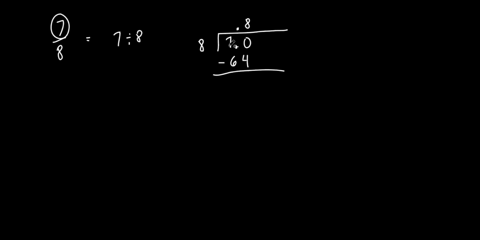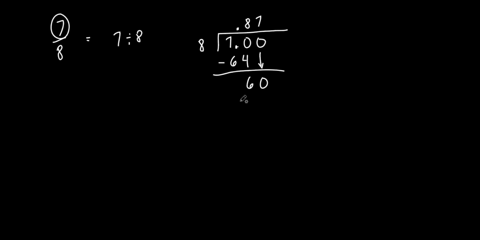Now, what do we do? We subtract. 70 minus 64 is what? 6. Now, what do we do? Bring down the next number. The next number is a 0, so we bring that down, put it right here. So now we ask ourselves, how many times does 8 divide into 60? 8 times 7 is 56. 8 times 8 is 64, so 8 times 7. Everybody with me? So where do I put that 7? Yep, right up top here next to the 8.